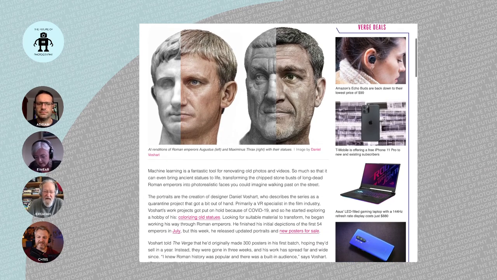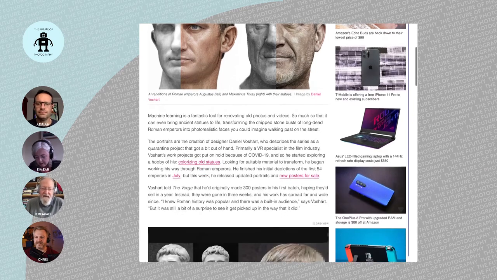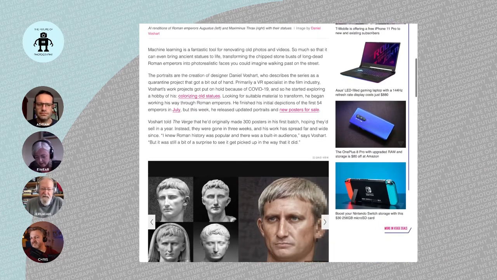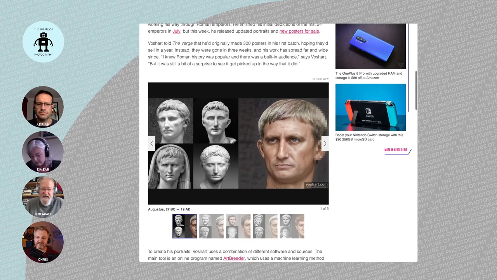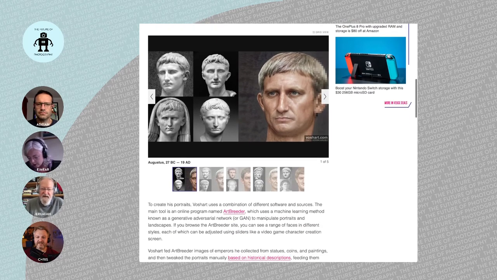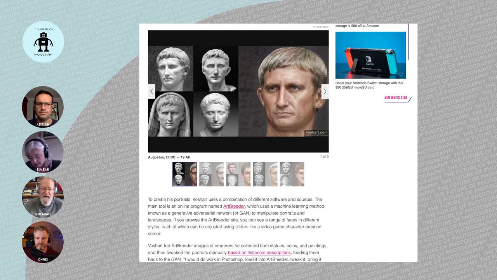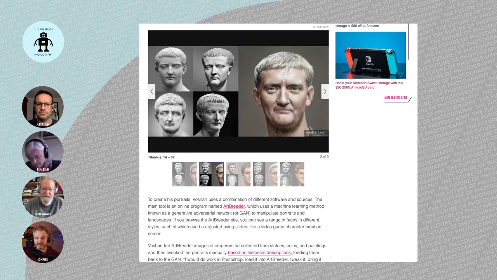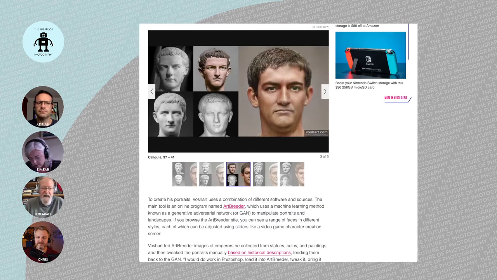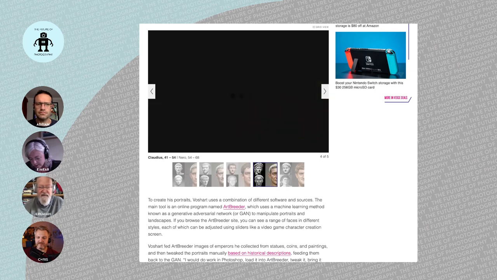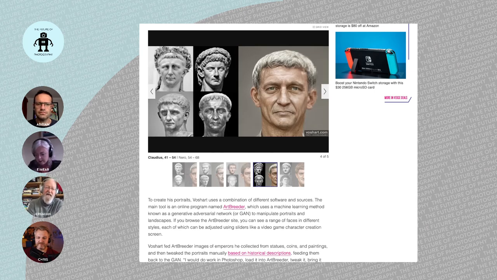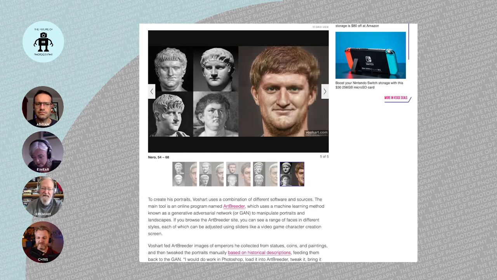In other words, he went through the web and got all of these old statues, and he used to colorize these old statues, but then he started to use AI to actually build faces out of them. And they are absolutely phenomenal. They're incredible. I urge everybody to take a peek at how some of these Roman emperors actually looked. Humanizes them in a way that is quite compelling.